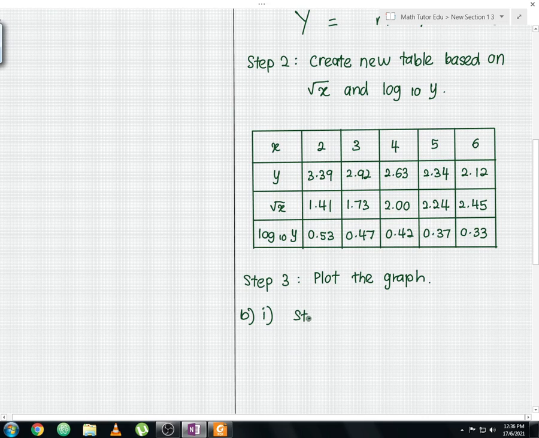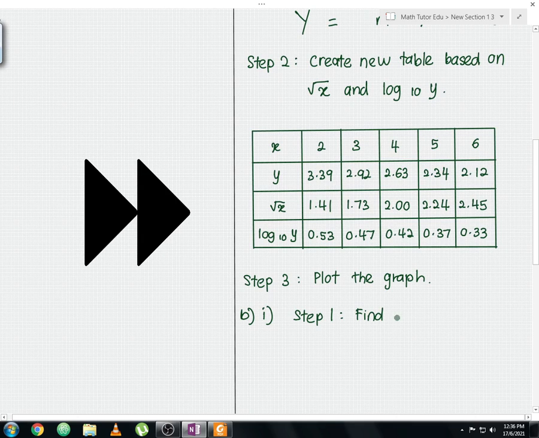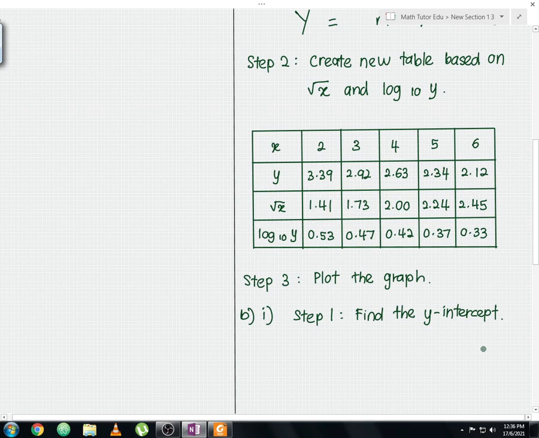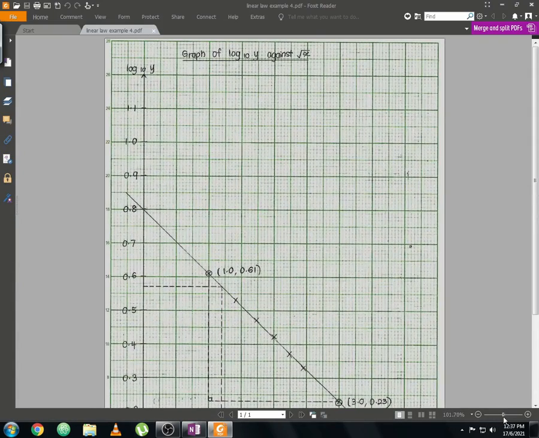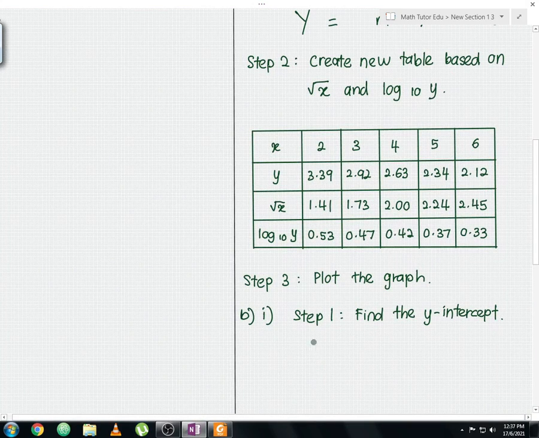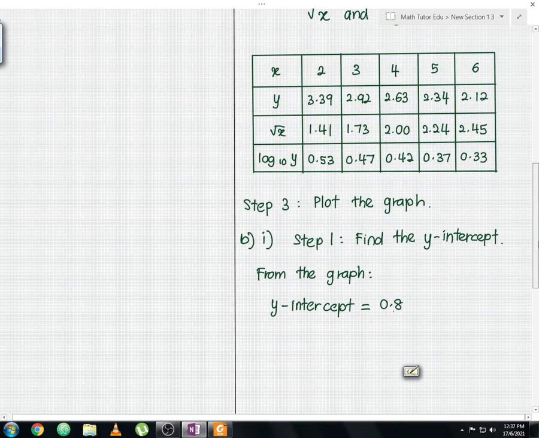So from here, step 1. Okay, this is our first step. Now we are going to open the graph paper and look at the value of the y-intercept. Okay, let us open it, zoom in. Okay, so this is your y-intercept. Let us close this. So from the graph, we have found that our y-intercept is equal to 0.8. Okay, so this 0.8 we find directly from the graph paper.